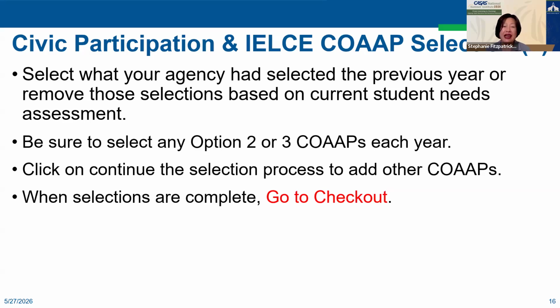Be sure to select any option 2 or 3 co-ops each year to keep them active. Click on continue the selection process to add other co-ops. So if you have other co-ops that were not on your list from the previous year, you can add them. You just need to click continue first. Okay, and then when all selections are complete, please click go to checkout, and it is in red.